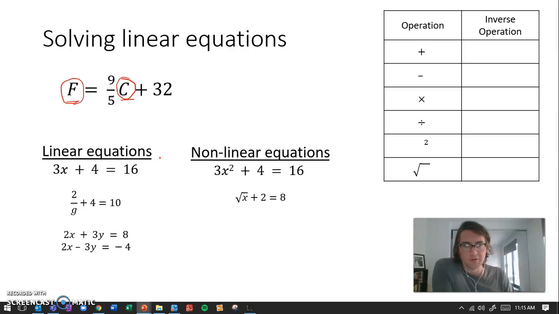It's important to know the difference between linear equations and non-linear equations. Okay, so the way I think about it is linear equations always have x to the power of 1. Or they might sometimes have two variables, but they're both to the power of 1. You're never going to have a variable to the power of 2. So if I look over here at 3x squared, you can see that's the power of 2.